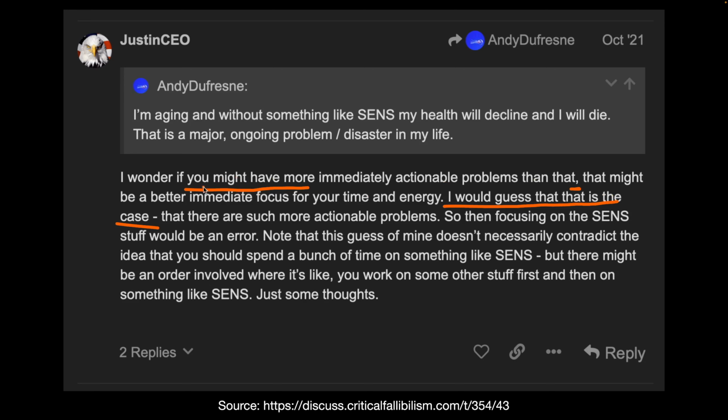So the might have is included in the original thing, so when you refer to it, it should be included still. But then this restatement here says that there are such more actionable problems. So the restatement drops the might. It doesn't restate it as that there might be more actionable problems. It restates it that there are more actionable problems. So the might turned into are.